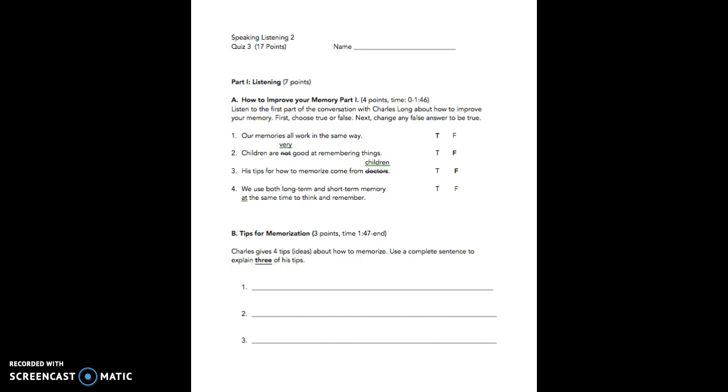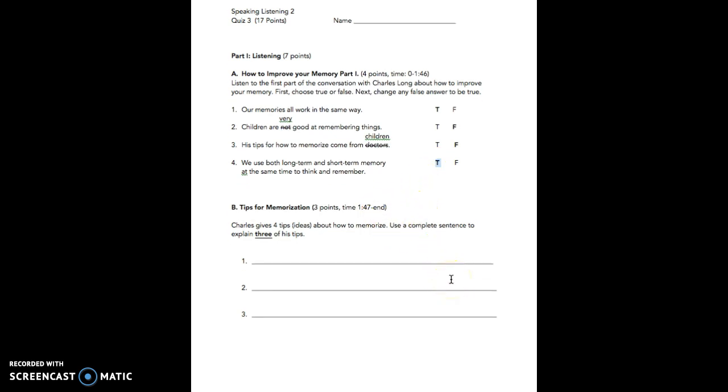We use a combination of both types of memory when we want to form our thoughts and remember information. So we're using both of these at the same time. And the answer would be true.